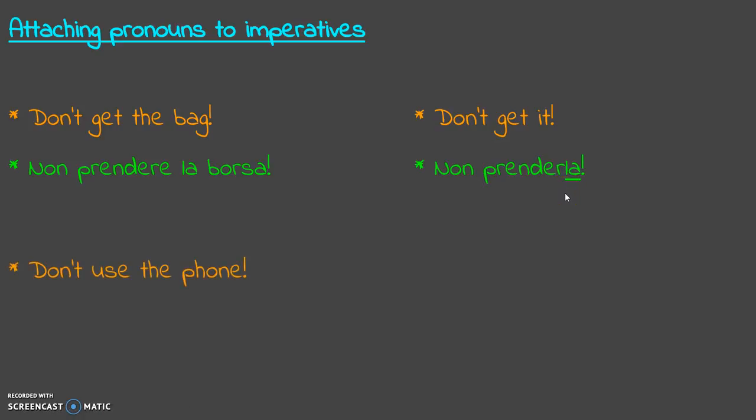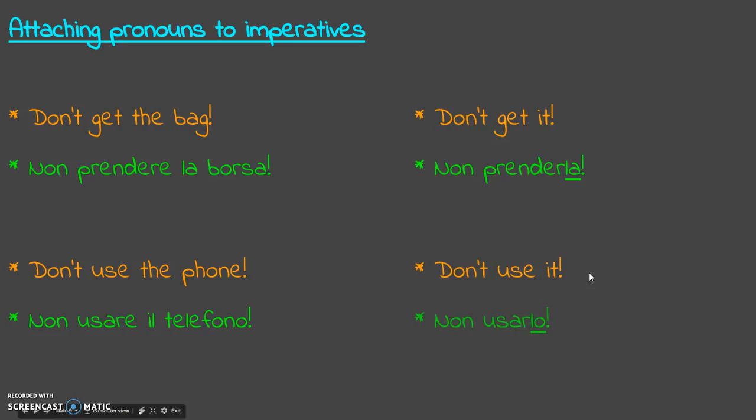Another example, don't use the phone. Non usare il telefono. If we just want to use a pronoun and say don't use it, non usarlo. So we've removed the e from usare and we've attached lo directly onto the end, non usarlo.